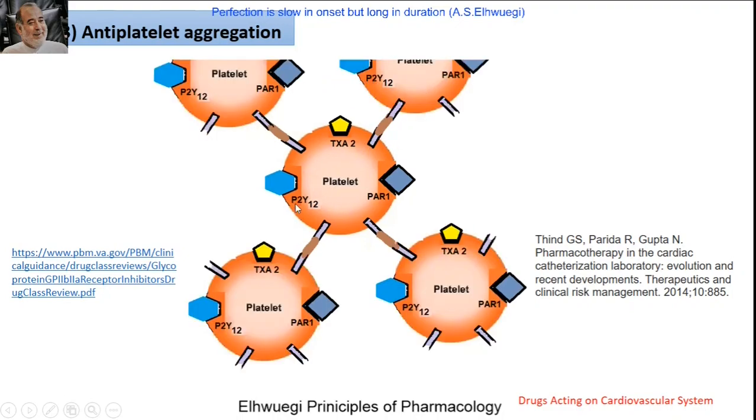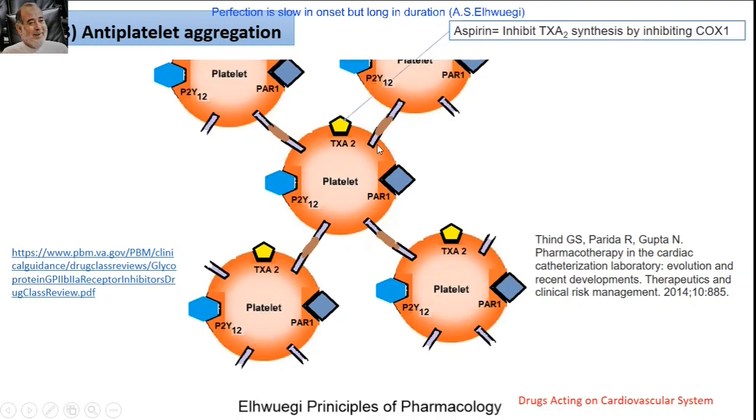Okay, so as we have said, platelets are first activated and then aggregated. Aggregation, of course, will result in formation of the platelet thrombus. Okay, now, how can we prevent platelet aggregation? We can do that by antagonizing the different pathways.